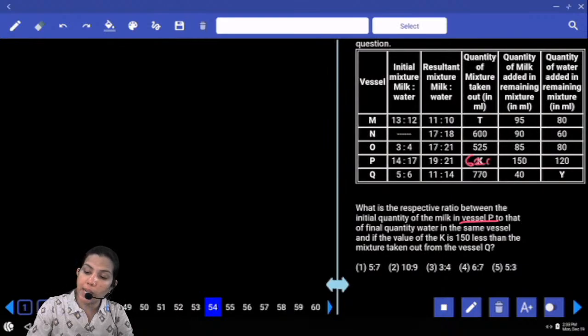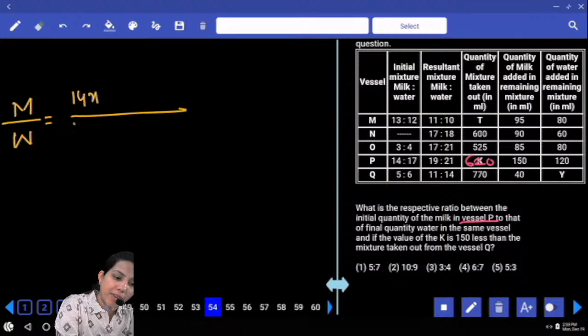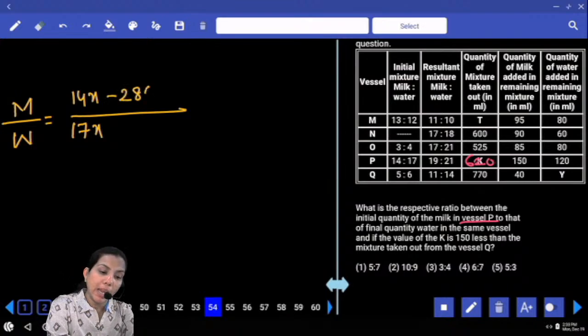620. In vessel P, milk and water are in the ratio 14:17, so 14x and 17x, and 620 is how many parts value? 31 parts value. So 280 liters of milk taken and 340 liters of water taken. And how many liters of milk was added? 150, and 120 liters of water was added.